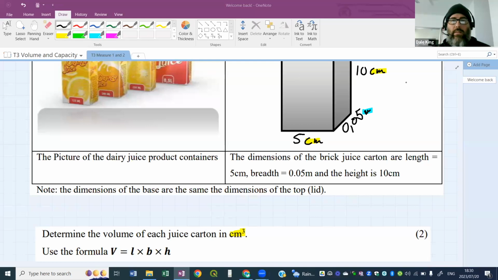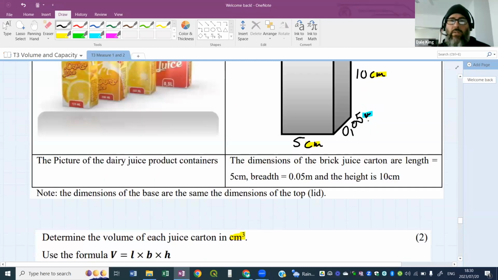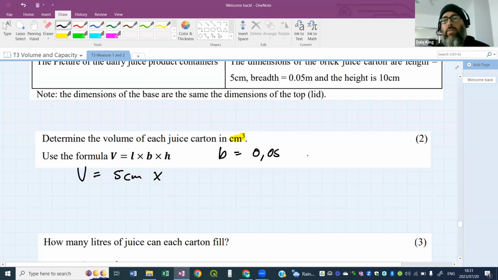All right. Let's have a look. Okay, so we've got 5, 0.5, and 10. Let's have a look here. V for volume. The length was 5 centimeters. I'm going to multiply and do the conversion inside the sum. You don't have to do it like this; you can do it on the side. So you can say that the B for breadth is 0.05 meters times 100, which will give you 5 centimeters. You can do that on the side first.